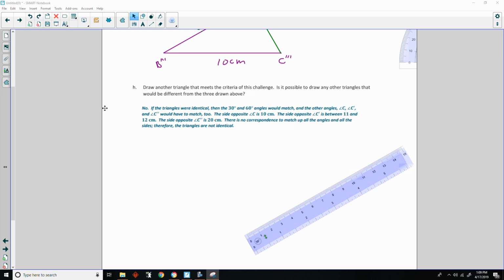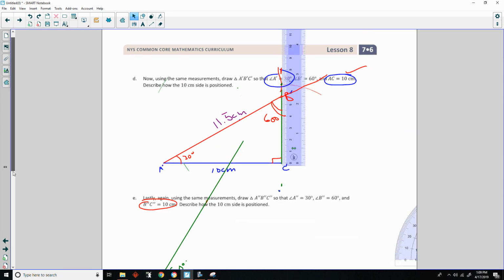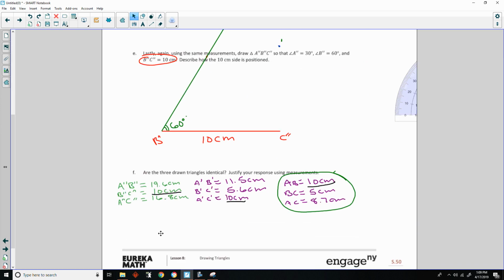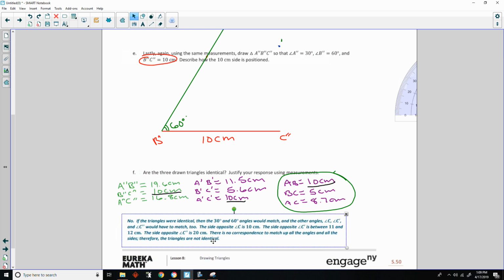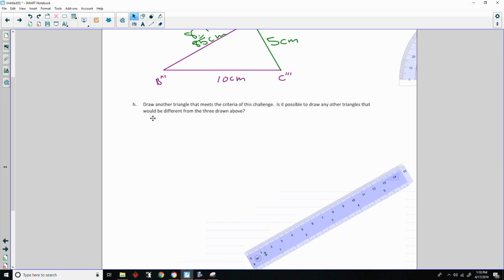Okay, I think that's the answer to F, if I read correctly. Okay, that would go here. Okay, so they were off a little. All right, so H says to draw another triangle that meets this criteria. Is it possible? So I brought in the wrong answer, so here's the correct one.